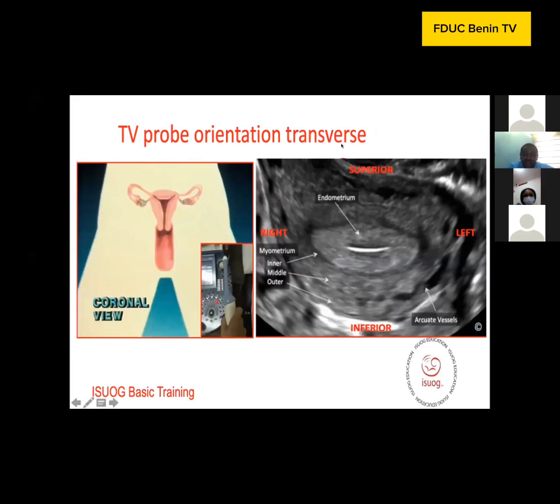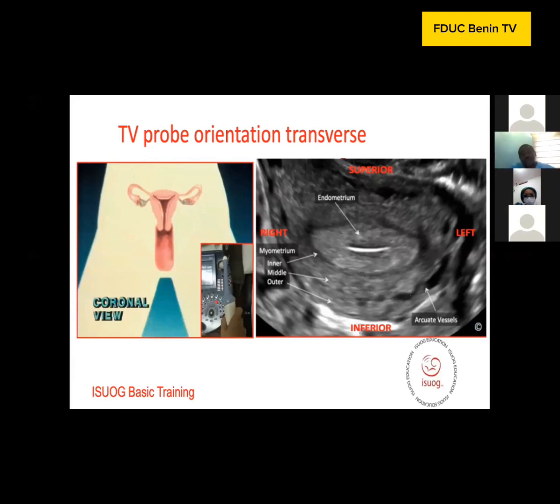And again, you need to recognize this anatomical relationship. The right is as shown here on the left side of the screen. The left of the image is as shown here on the right of the screen. Superior is up and inferior is below, in apposition with the human image shown on the left of the screen. Now, why is orientation important?